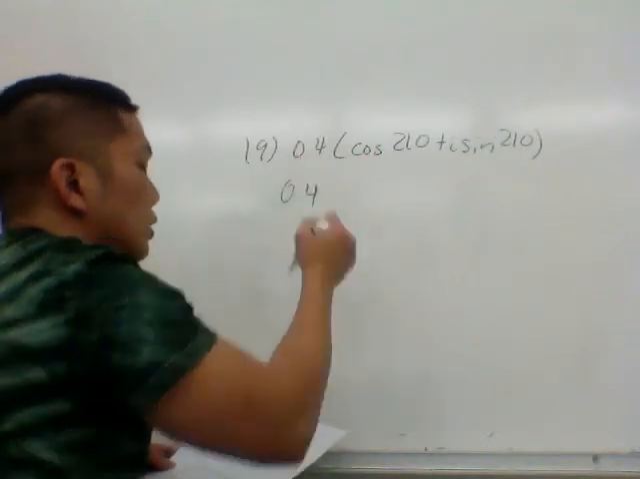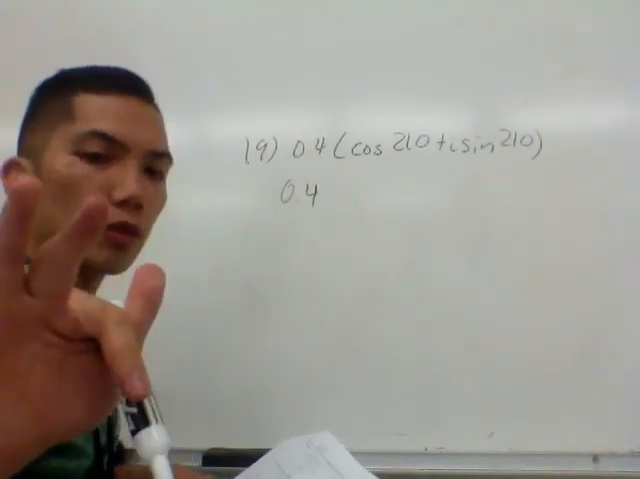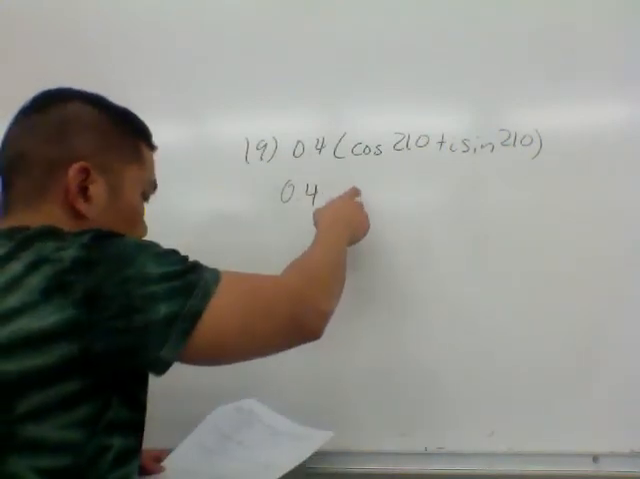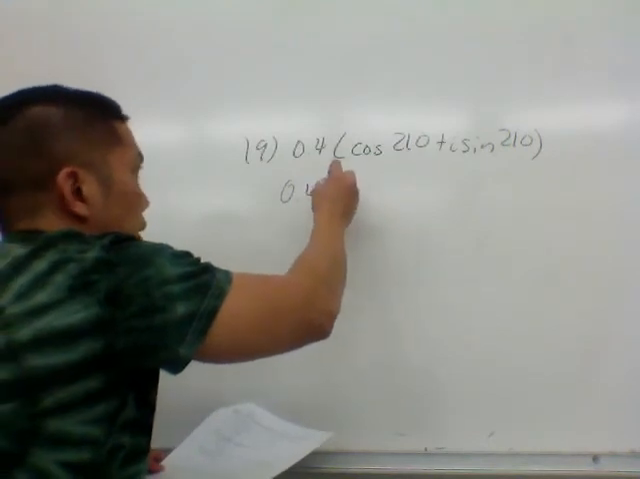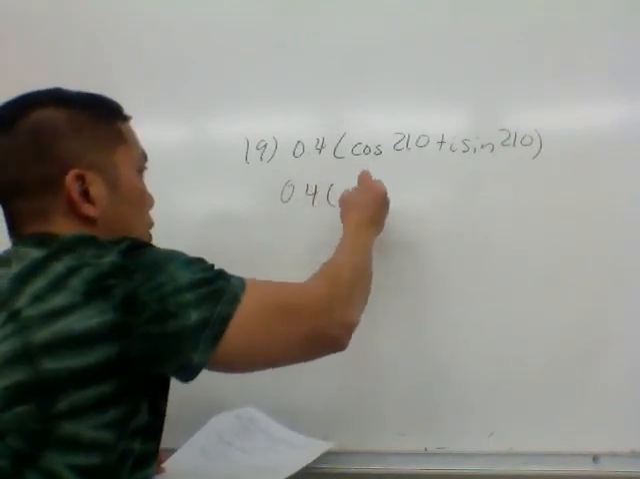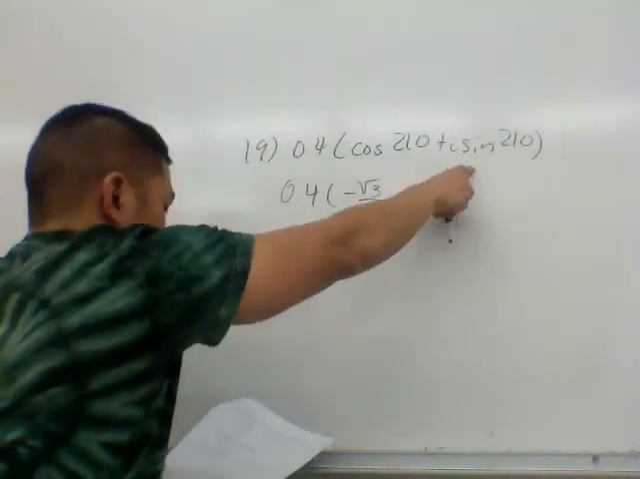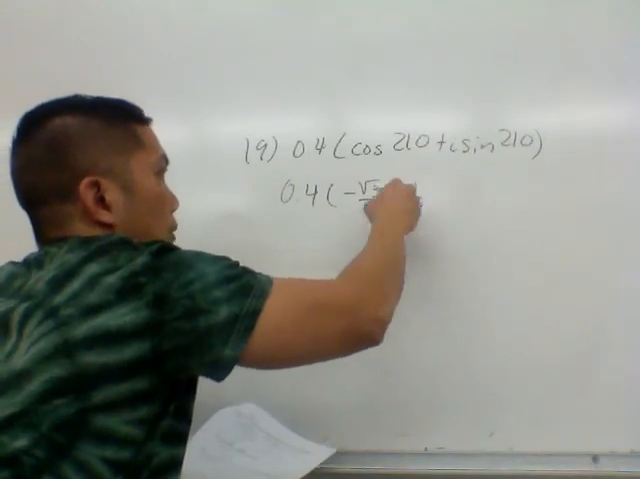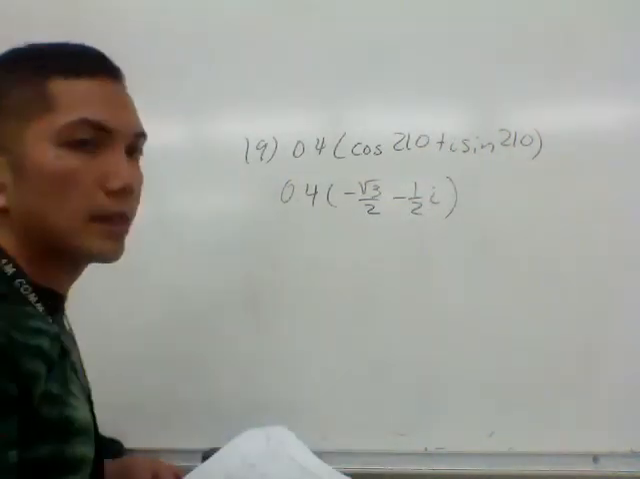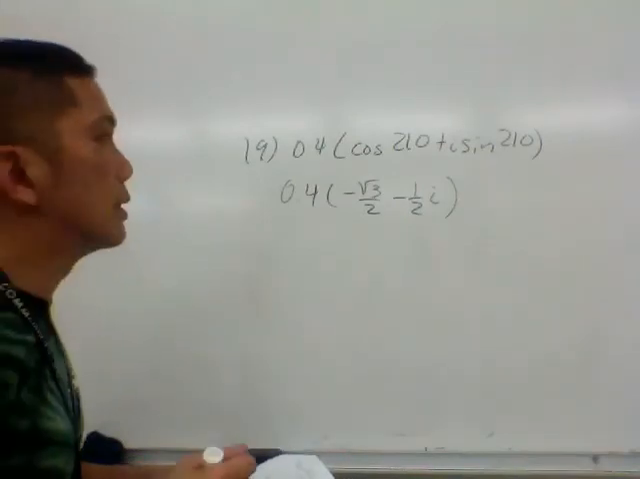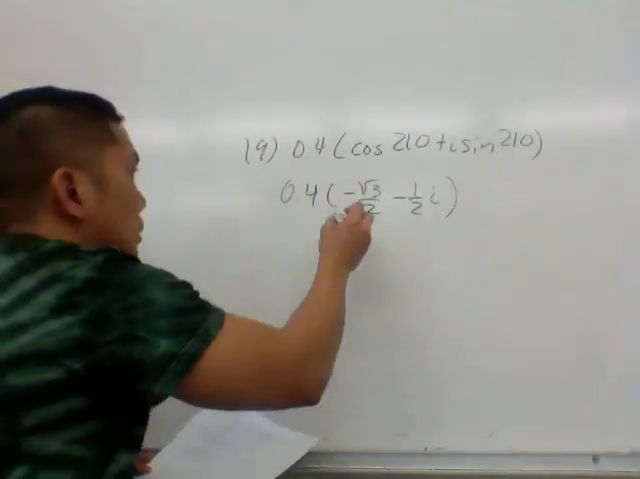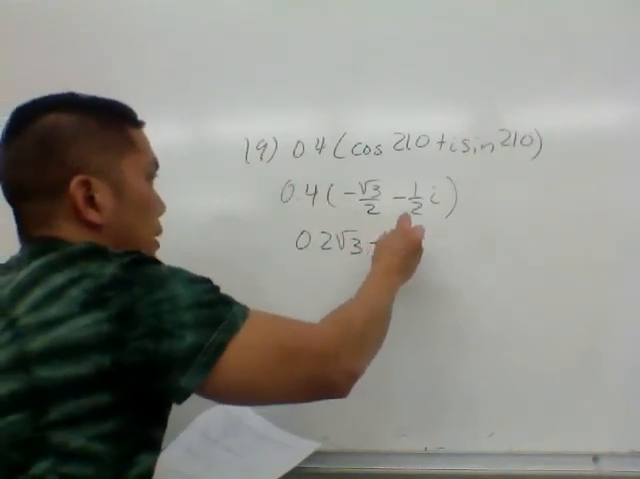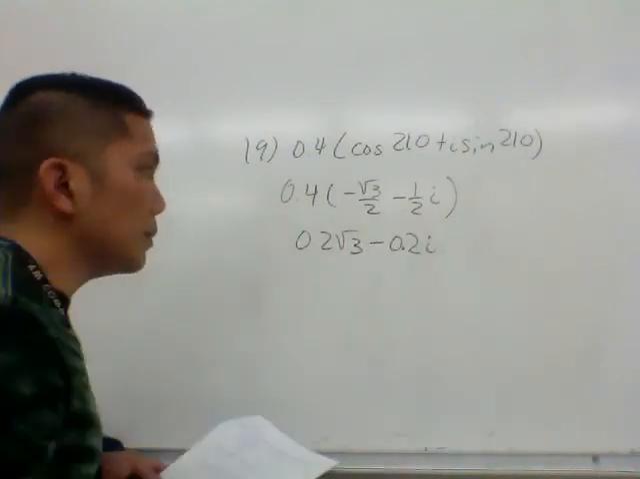So in quadrant 3, with a 30-degree reference angle, your cosine is root 3 over 2 and your sine is 1/2. But since you're in quadrant 3, your cosine should be negative root 3 over 2, and this is going to be minus 1/2 i, because the sine is 1/2 but since you're in quadrant 3, sine is negative. So if I distribute, this becomes 0.2 root 3 minus 0.2 i. Okay?